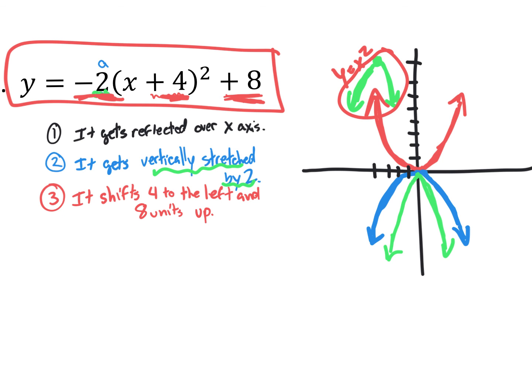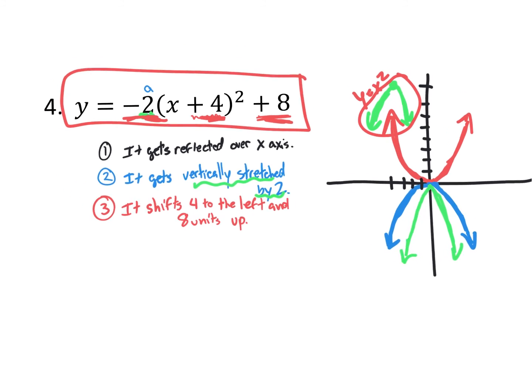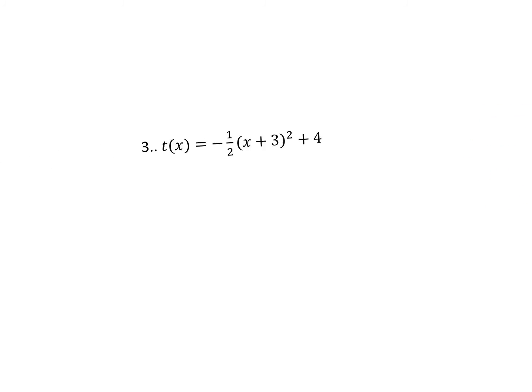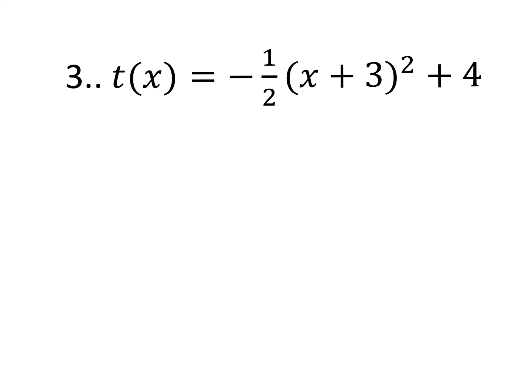Okay, so let's practice. How about you guys right now go through and tell me the 3 transformations that happen from the original parent graph y equals x squared to this new graph t of x. I'm going to pause it, and you guys are going to tell me step 1. What do I write? Of course, the first transformation that happens as you read it from left to right is this negative sign. What does that mean?